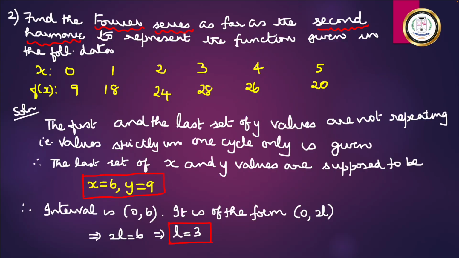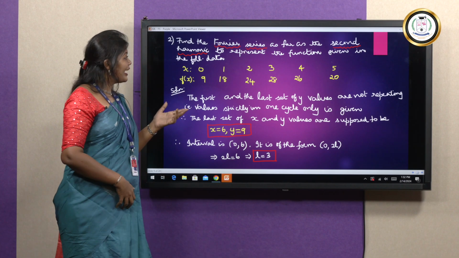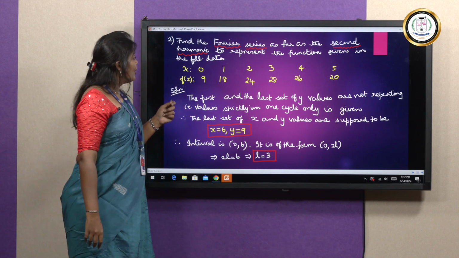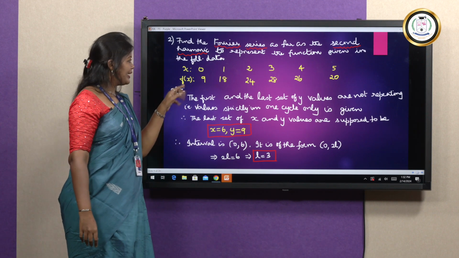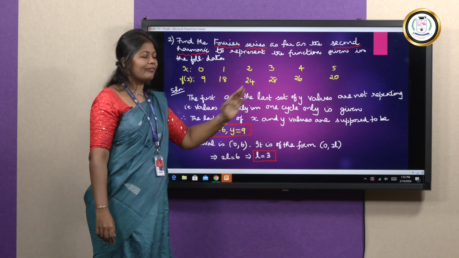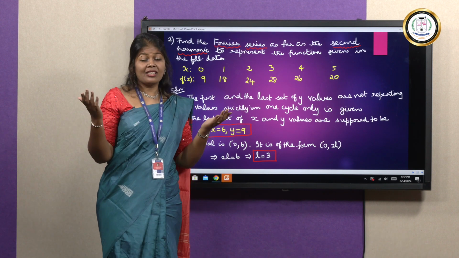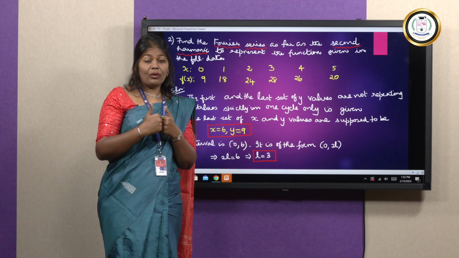Now let's look at another problem which is similar but slightly different. So let's see how this is different. Okay, here again you are asked to find the Fourier series till the second harmonic. Alright. Now the function is given by the following data. So you have the x values given, the f of x values given. Now what do you note when you see the question? The interval is not given. So you need to find what L is.